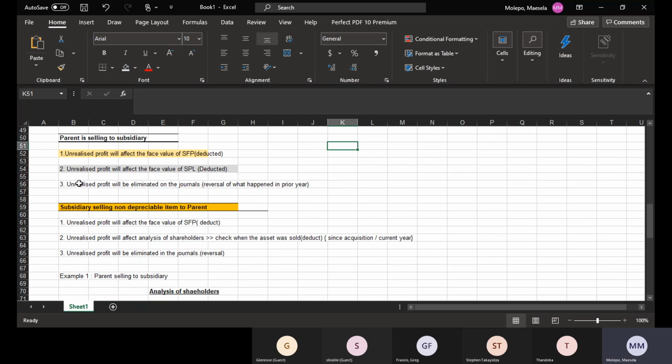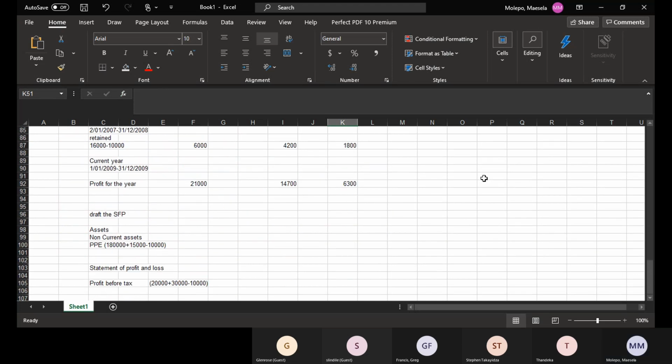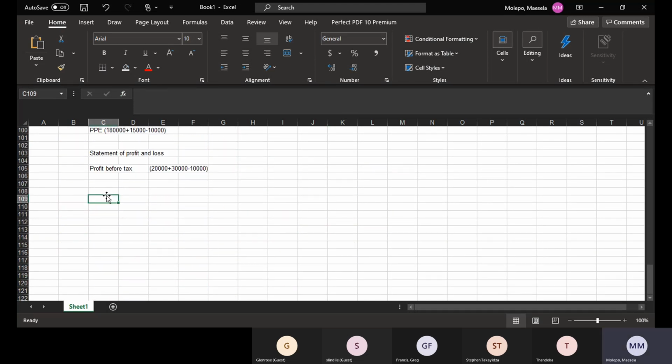So who realized the profit in this case? The profit was made by the parent, which is D Limited. So we're going to go to our journals and then we eliminate that portion. It will be eliminated in the profit from the sale of property. Who made the profit? It was D. And then normally, remember, elimination journals.